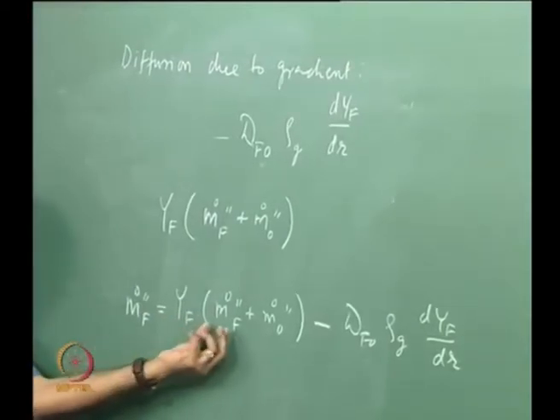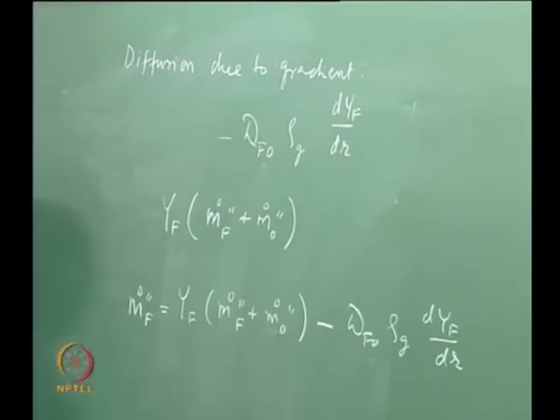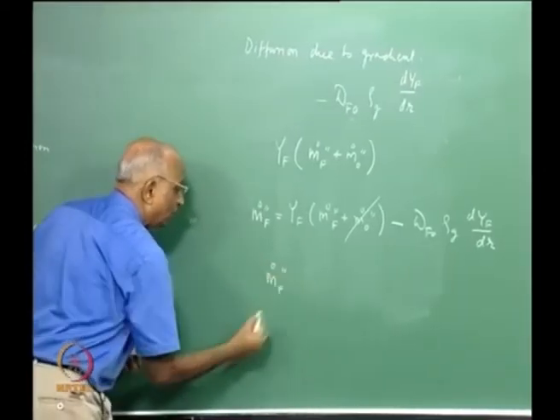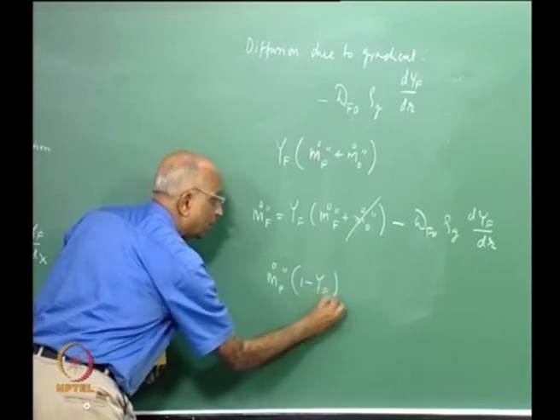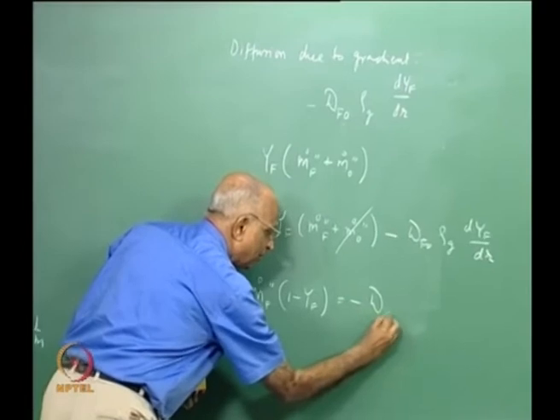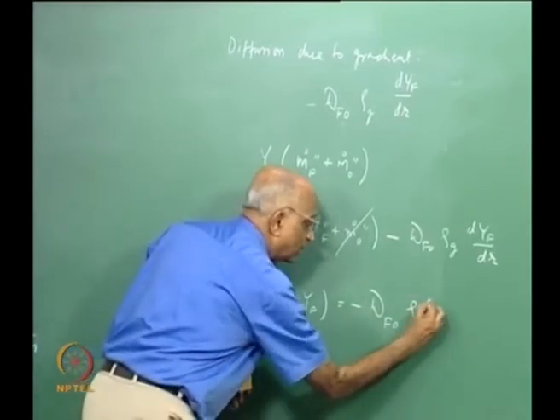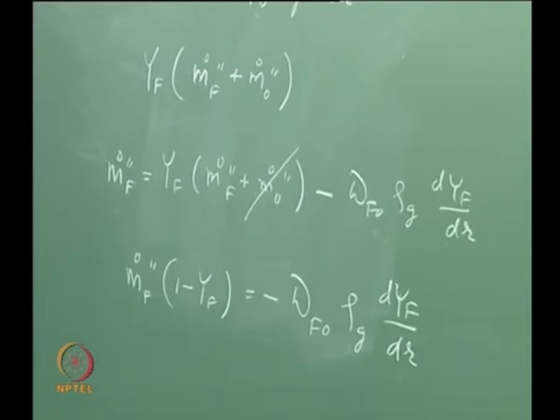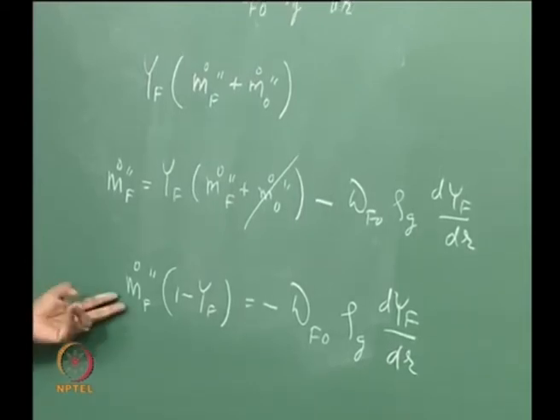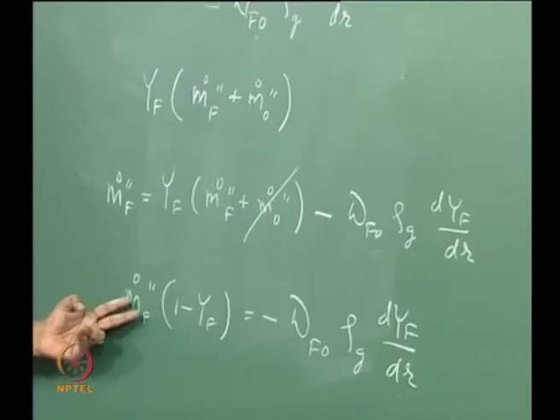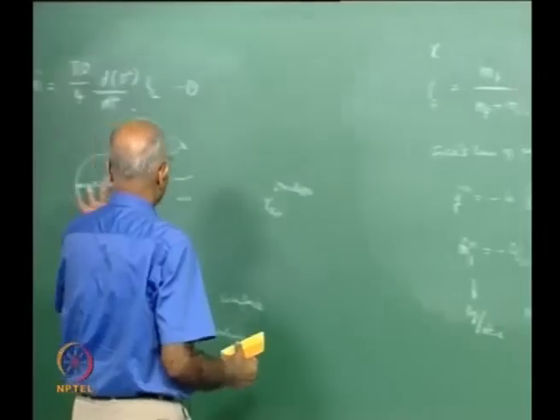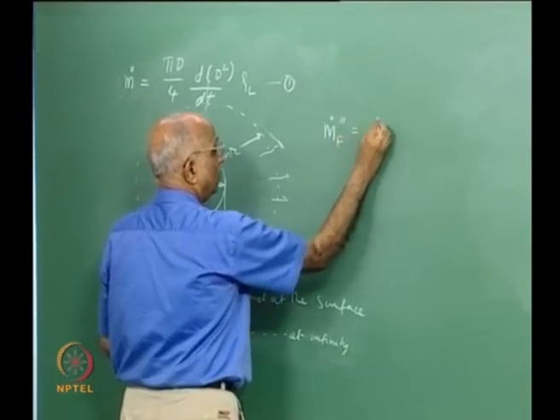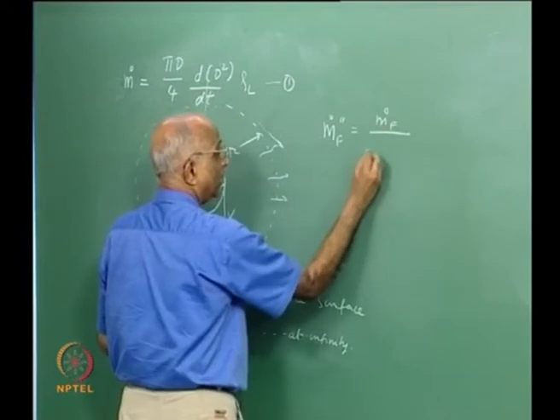And again we note that f is what is migrating, o is not migrating. Therefore, this can be dropped, this is equal to 0, and therefore, I can write the flux of fuel which is migrating into 1 minus yf is equal to minus diffusion coefficient of fuel in oxygen into rho g multiplied by dyf by dr. Now I find, yes, I am looking at the mass flux. I would like to convert it into the mass, and what is the relation between mass flux and this? We immediately tell ourselves, well, the mass flux of fuel is equal to the amount of fuel which is migrating divided by 4 pi r square.